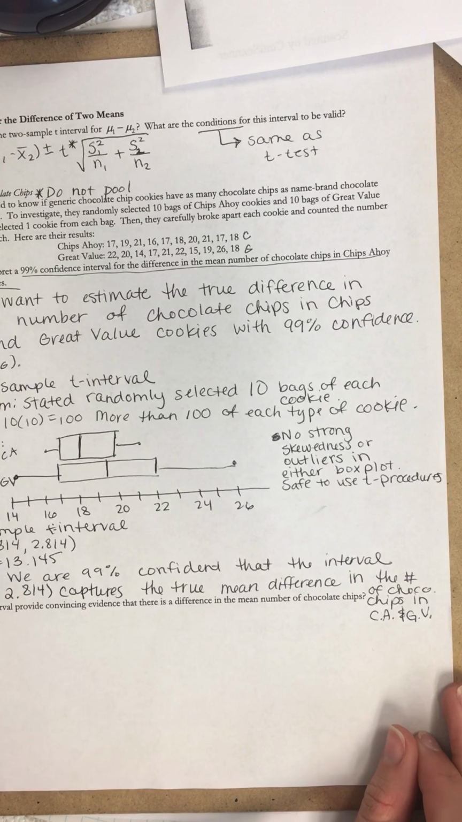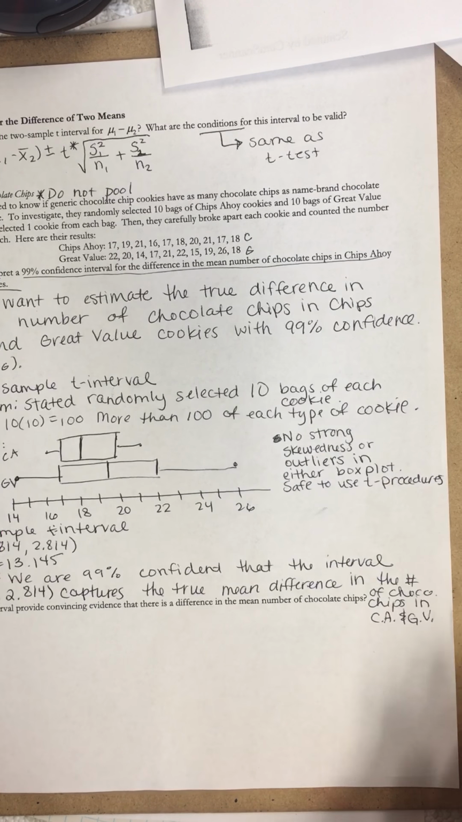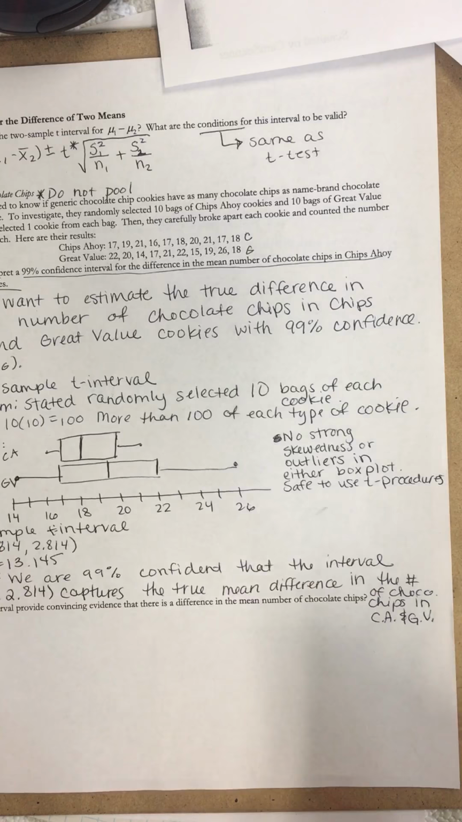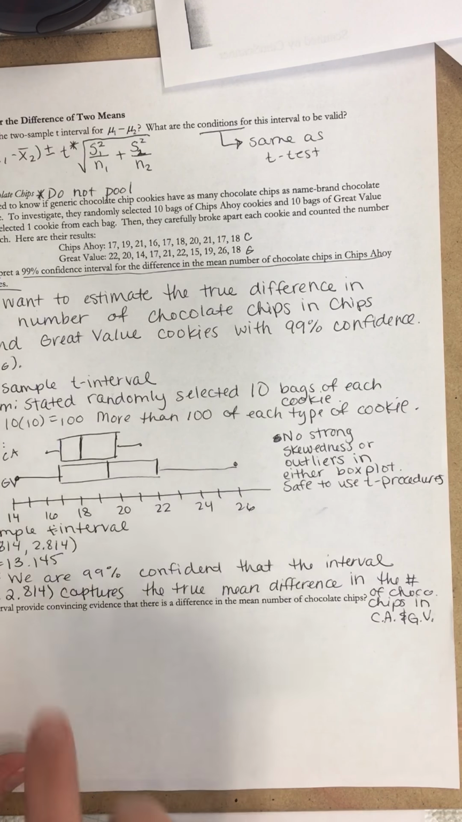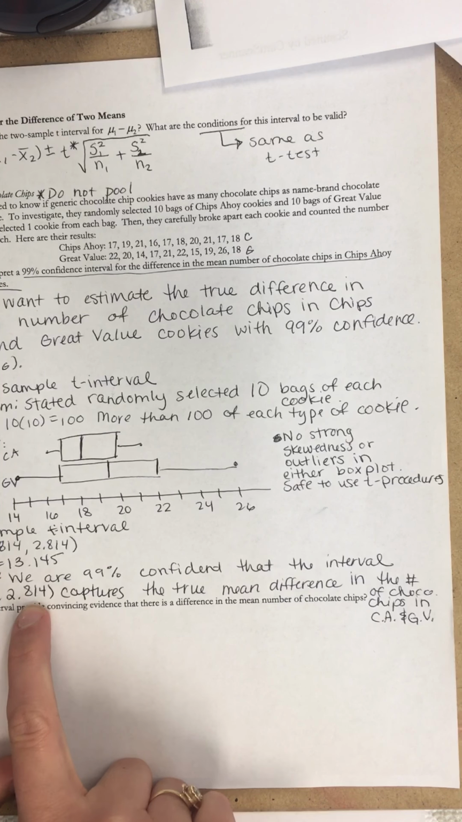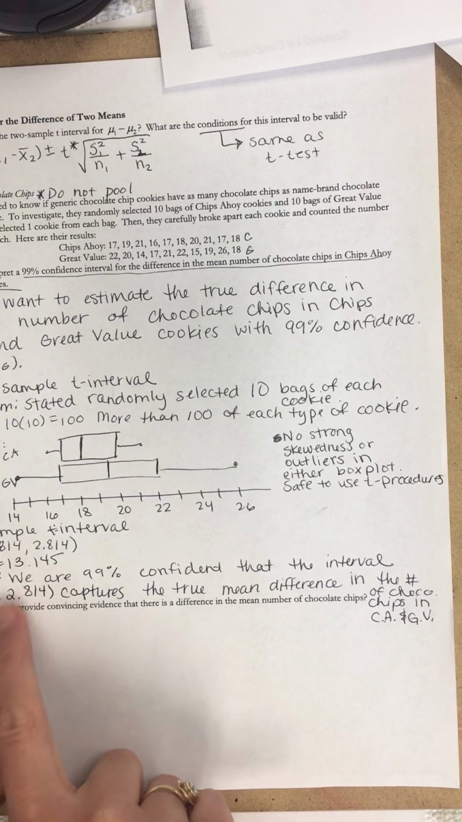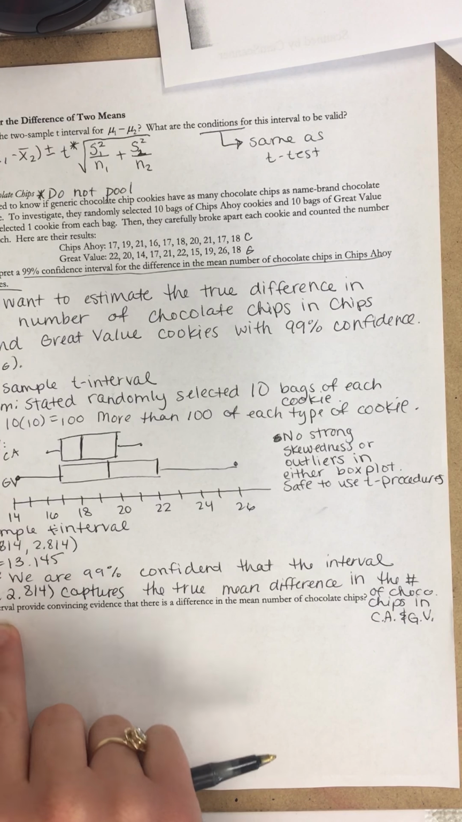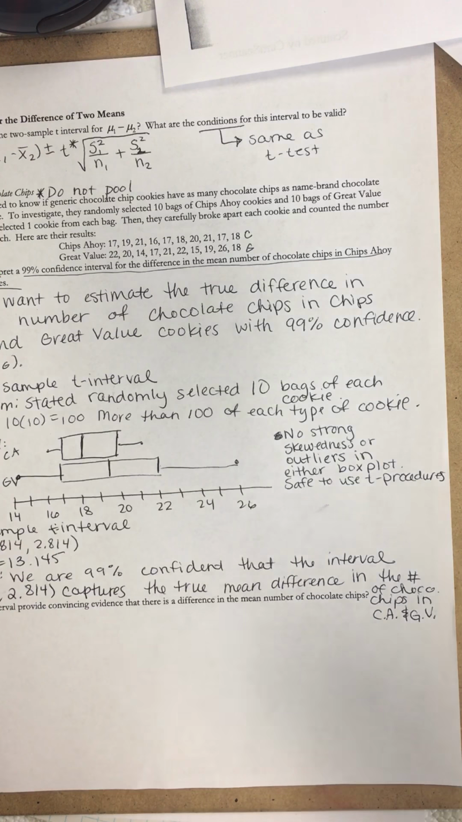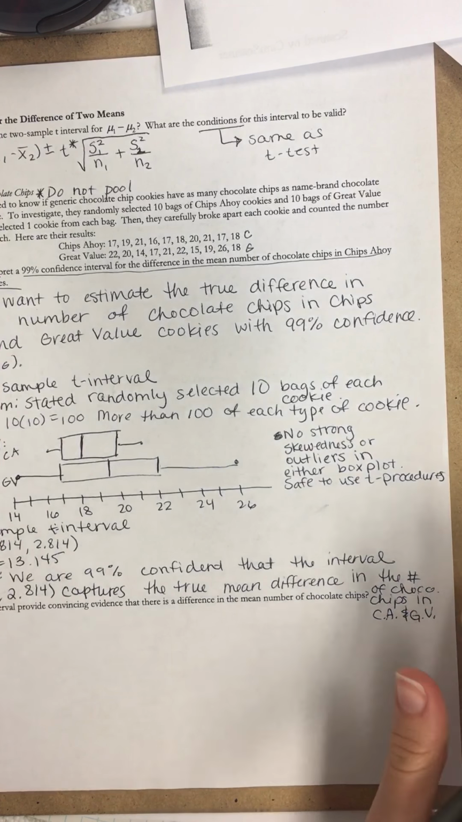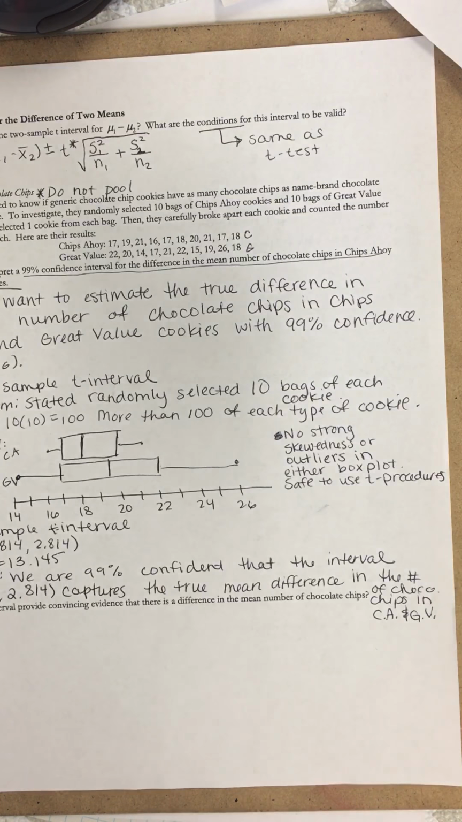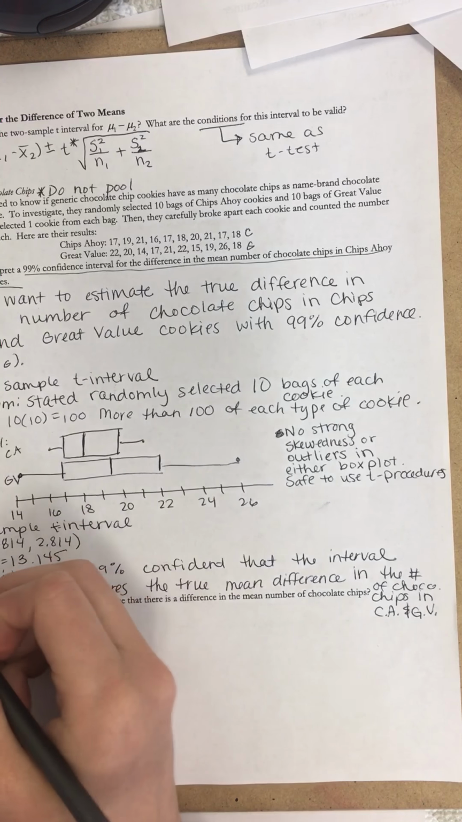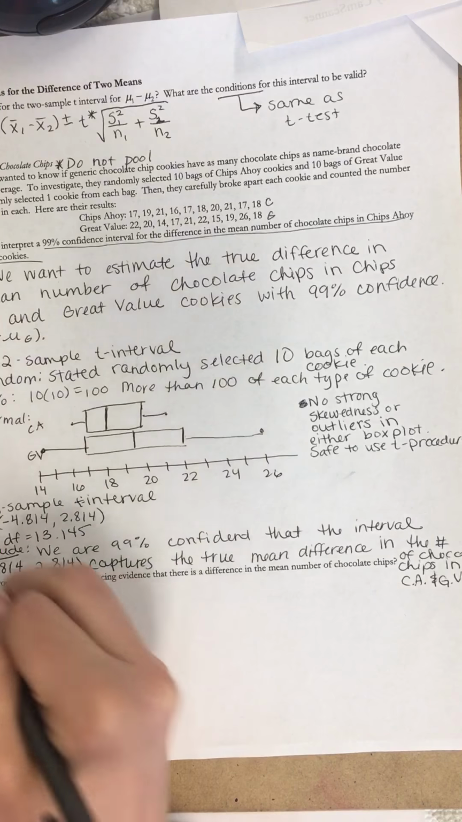Okay. So does this interval provide convincing evidence that there's a difference in the true mean number of, oh, I added a word, in the mean number of chocolate chips? Basically what we want to look at here is this interval, since it starts out negative and goes positive, that means that 0 is in that interval. If 0 is in that interval, then we don't really have enough evidence to say that they're different, okay? So that's what we're gonna say here. Basically the type of conclusion that we would get if we were gonna fail to reject in a test of significance.